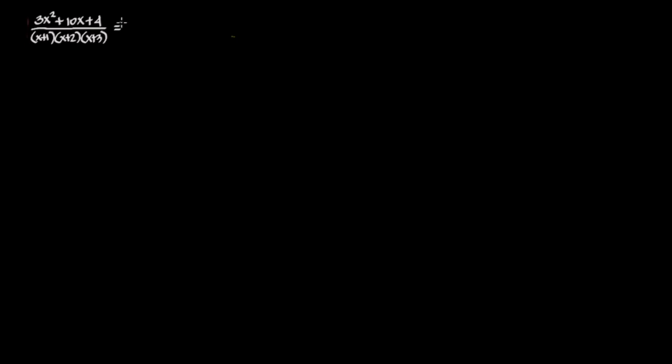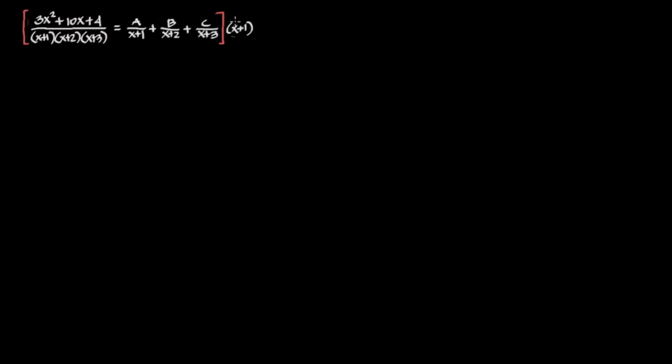So we have A over x plus 1 plus B over x plus 2 plus C over x plus 3. Next, i-multiply natin tong whole equation sa first linear factor which is yung x plus 1. So ilagay natin dito sa labas x plus 1.